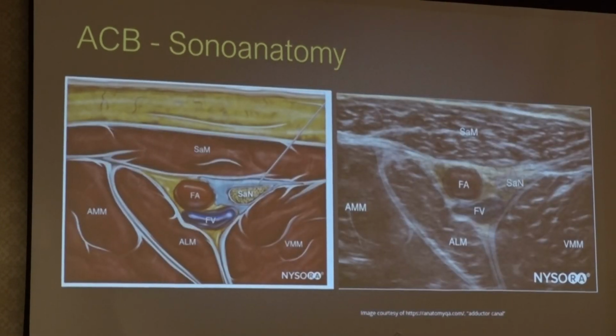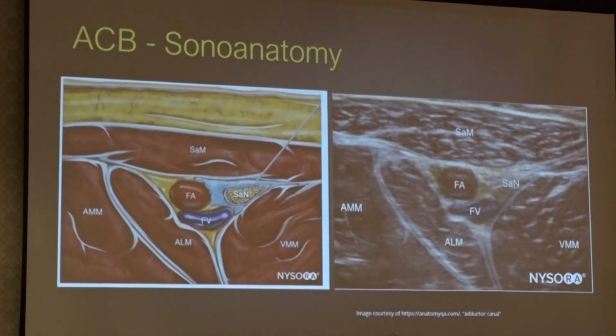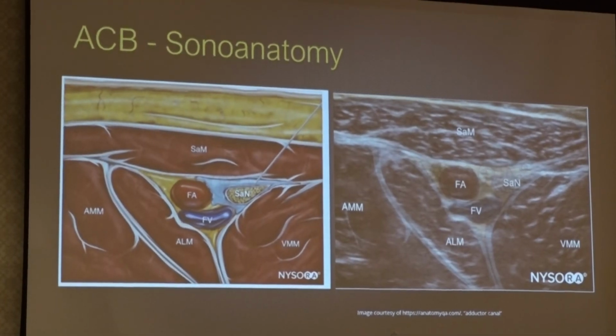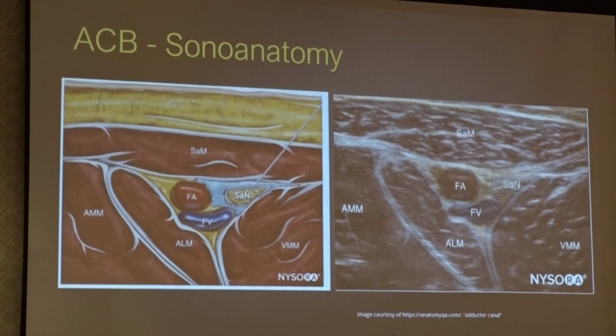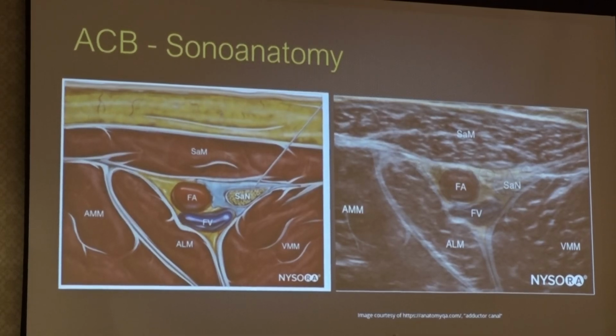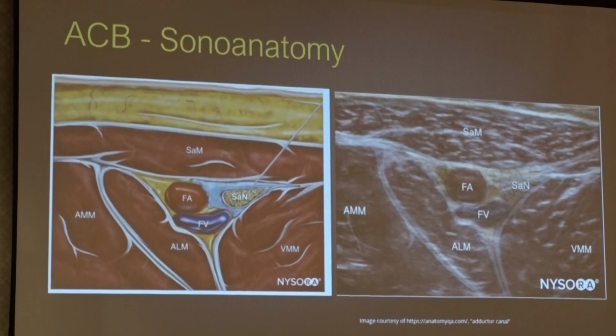So if you look at this, there are a few structures that you should look at when you do an adductor canal block, all right? You can see the sartorius muscle, SAM. You can see the adductor magnus and adductor longus muscles, which are AMM and ALM. You can see the VMM, which is the vastus medialis muscle. Your probe is in the anteromedial aspect of the thigh, so your needle comes in plane from the lateral aspect of the thigh, and you deposit your local anesthetic.